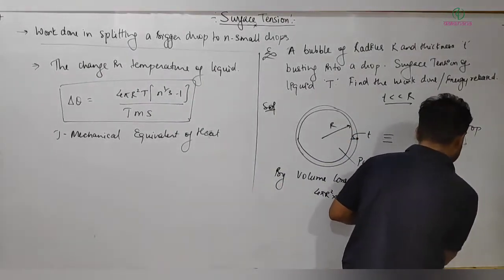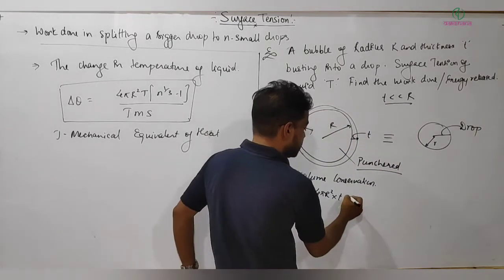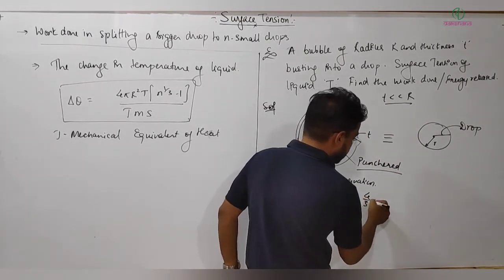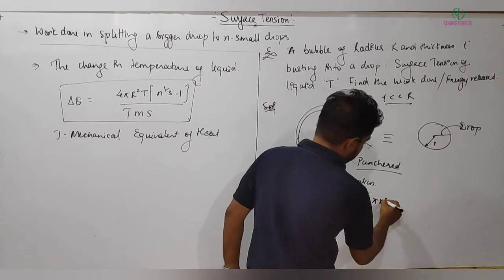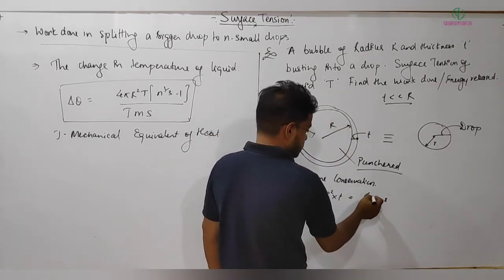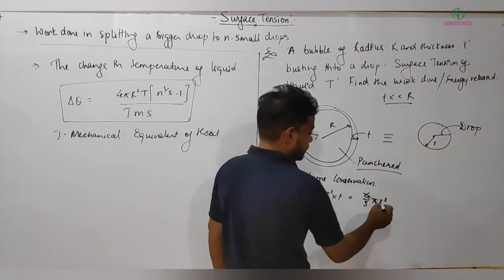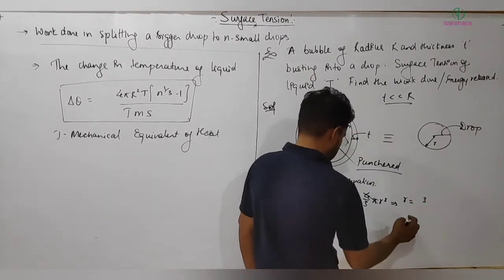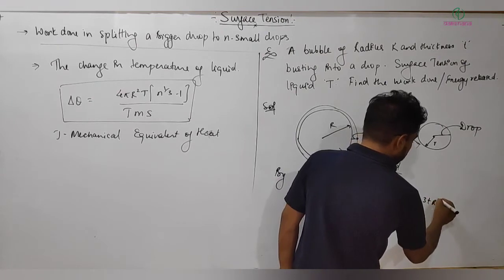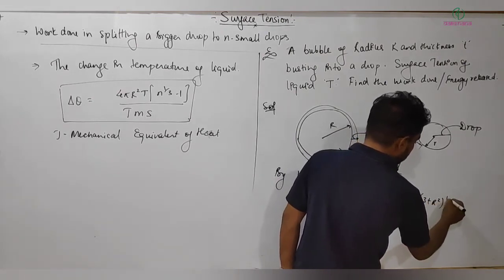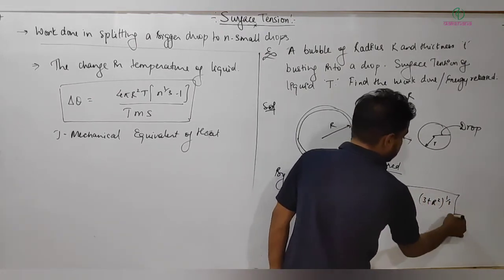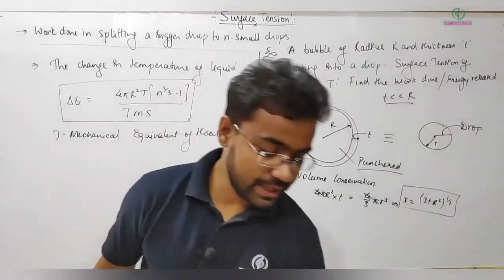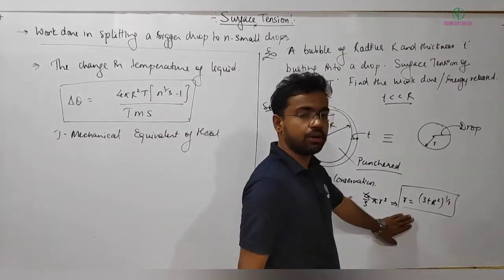I can write this is the volume of liquid in this bubble, and this should be equal to how much? 4 by 3 pi small r cube, right? So just 4 pi gone. This implies small r is equal to (3 T r square) whole power 1 by 3. I hope you are clear. We got the value of small r.